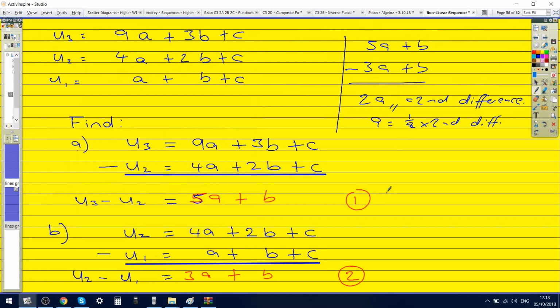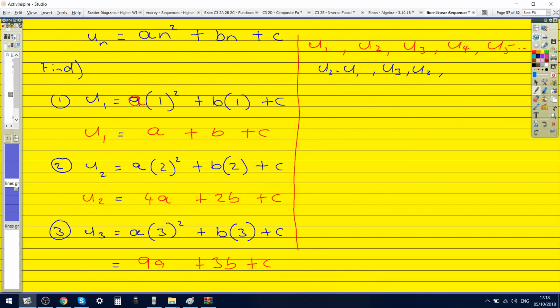Maybe we could try something else as well while I'm here. What would be u0? If you sub 0 in, it's 0 squared, which is 0. Then b times 0 is 0, and then plus c is c. And so what that shows you is that u0 is c. Just like with the other sequences, term 0 is c.